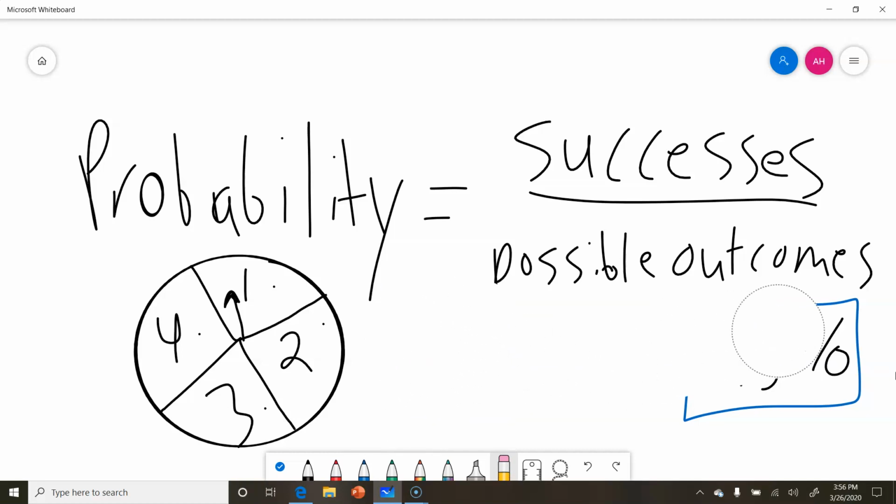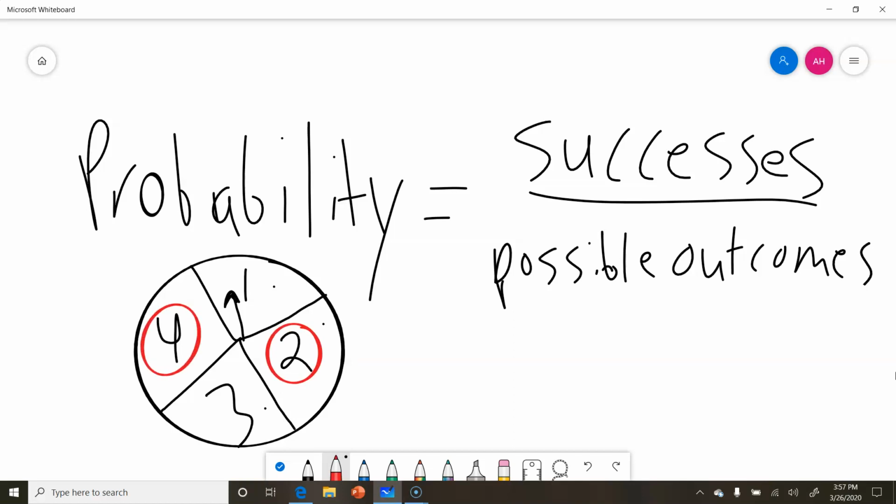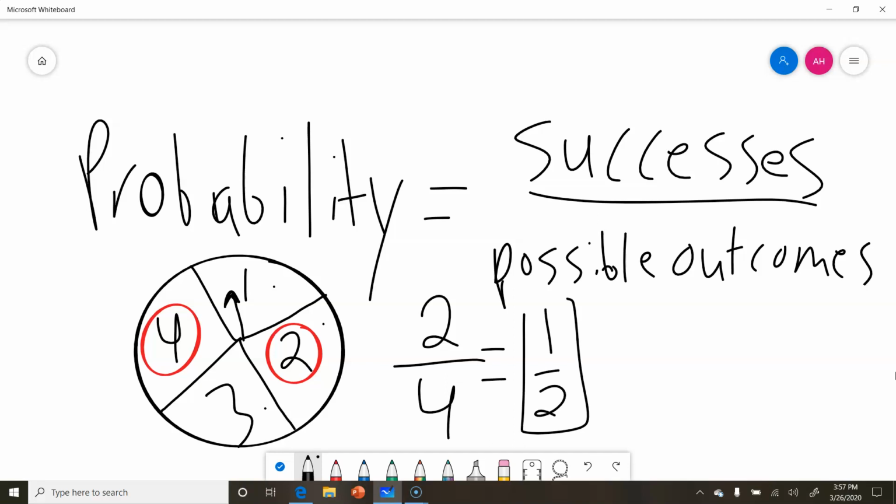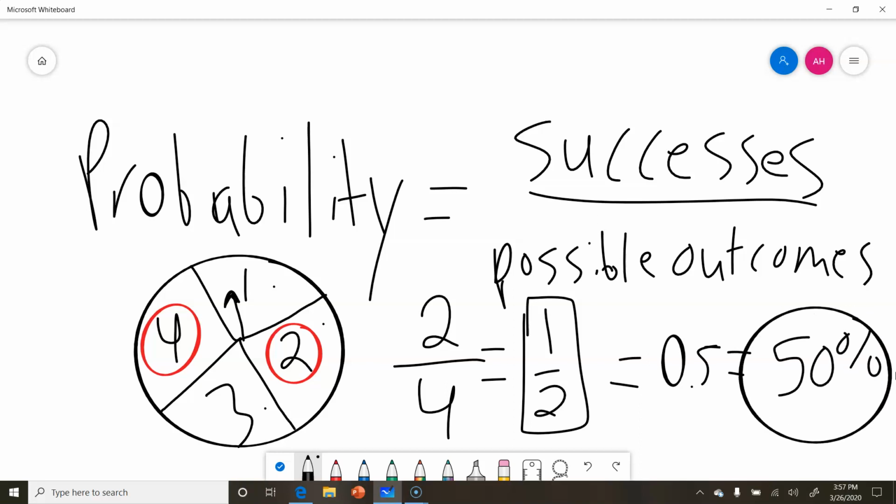So now what if I said, on this right here, let me erase this, what is the possibility of landing on an even number? Okay, so what about an even number? How many even numbers do we have? Well, this is an even number, and this is an even number. So how many successes would that be? That would be 2 successes out of how many possibles? 4, which is 1/2. So we could write it as this. That could be our answer, 1/2. Or we could convert it to a percent, which is 50%. So what is the likelihood that we would land on an even number? It would be 50%. Okay, I hope that makes sense.